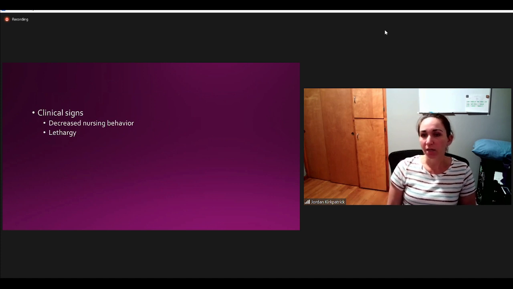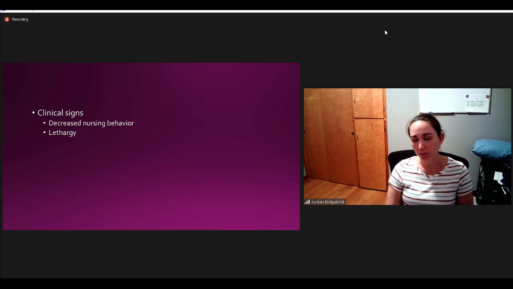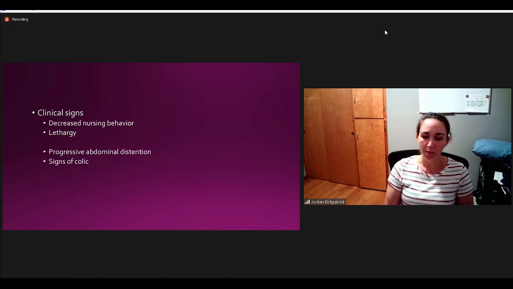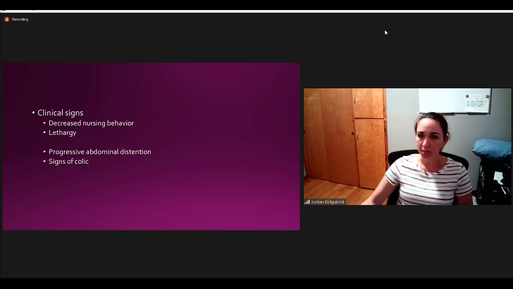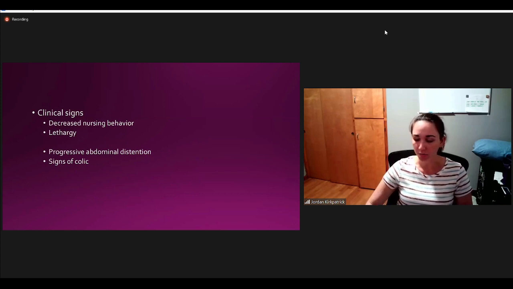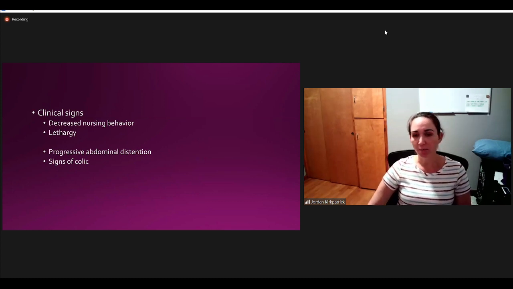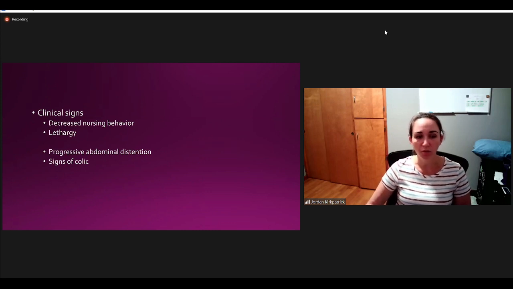Clinical signs, they're normally okay at first, and then they'll have decreased nursing behavior, might seem a little lethargic, and then their abdomen progressively gets distended because urine's leaking into their abdomen. And then a lot of times they'll have signs of colic as well, which again, that's for next week. And we'll talk about foal signs of colic versus adult horse signs of colic.